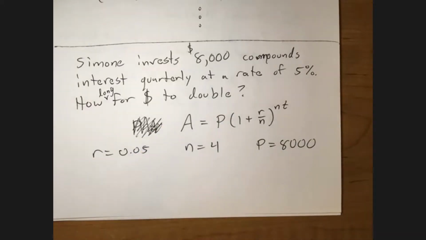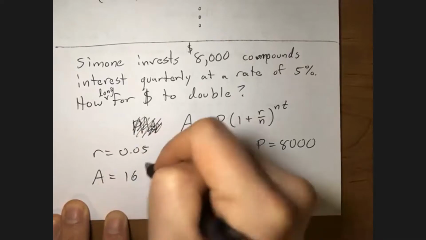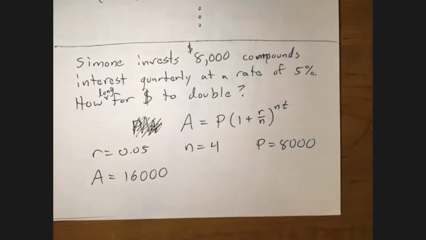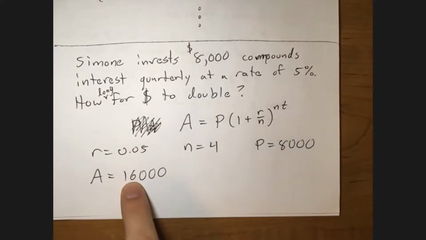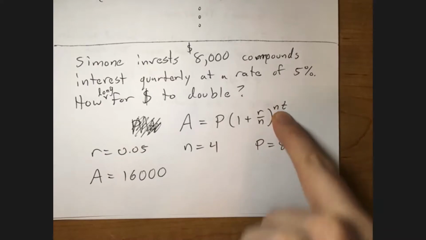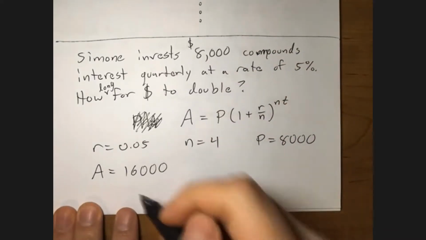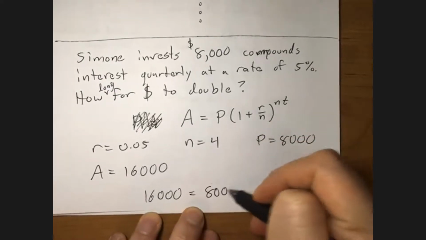Now, what's A going to be? That's the amount. Well, we want the money to double. So that means A is going to be 16,000. See, he started with 8,000 and we're doubling it to 16,000. And what we want to know is how long is that going to take? What's the t going to be? So let's put all this together. A is 16,000. P is 8,000.